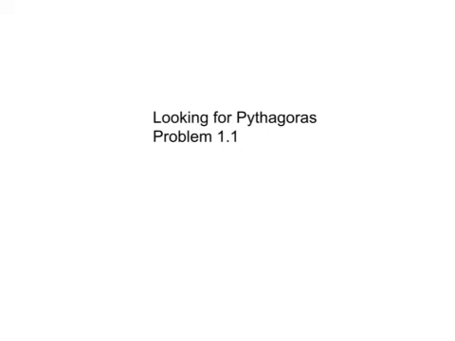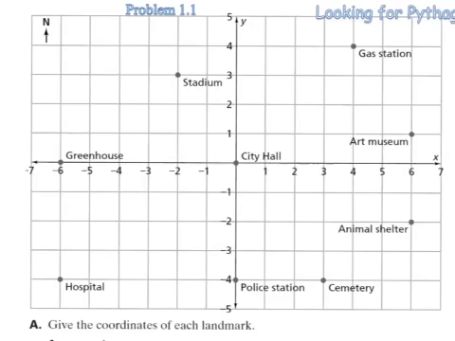This video will help you understand problem 1.1 in Looking for Pythagoras. In this problem, you're given a map of an imaginary town called Euclid. On the map are certain locations that are important to the city. In the center of the city is a city hall at the origin, as everything in this geometric city is based on the coordinate plane.